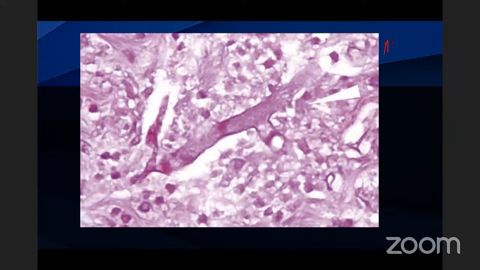Mucor is thick. Okay, thick means very thick. So it's a thick fungus, and because it is thick, it doesn't have septa. It cannot put in belts because it's very thick. So it is aseptate. No septa is there. So it is an aseptate fungus which branches at right angle. Why? Because it cannot bend, because it's very thick. So remember, Mucor is a thick fungus which branches at 90 degrees and is aseptate.